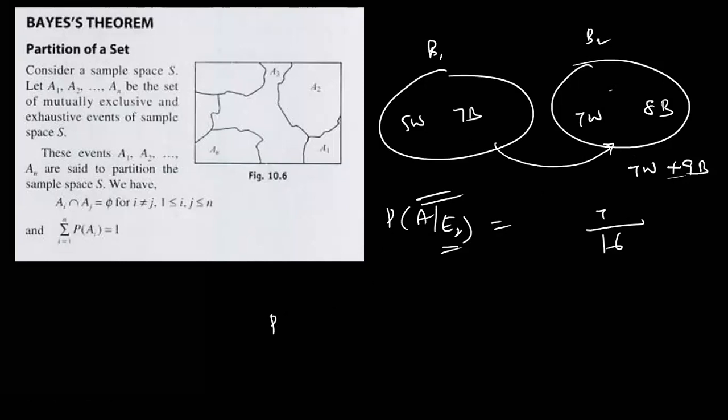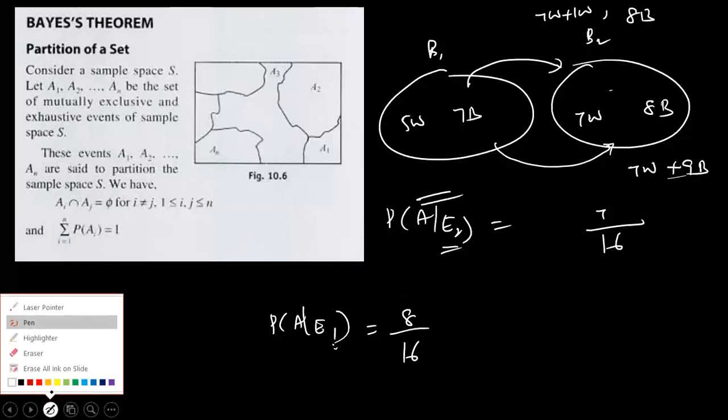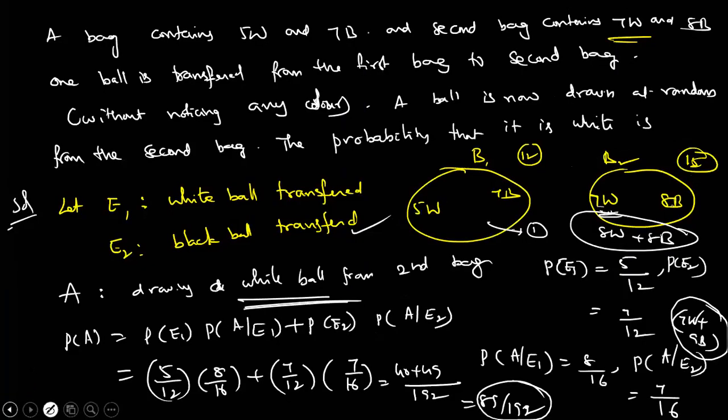Now once again I'm explaining. See, dear student. P of A by E1 means what? E1 means drawing a white ball. Add them. 7 white balls plus 1 white ball, comma 8 black balls. Now, drawing a white ball means 8 by 16. That is the meaning. Understood? That's the answer.